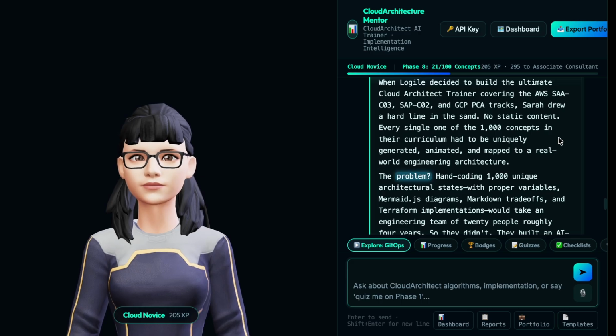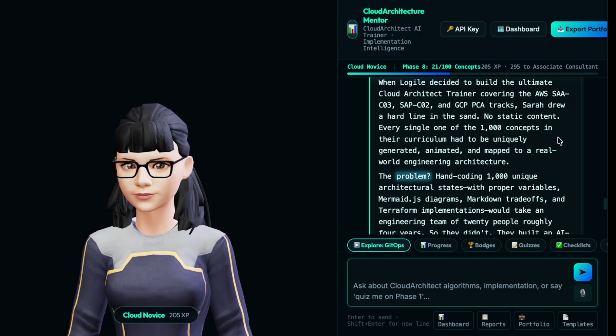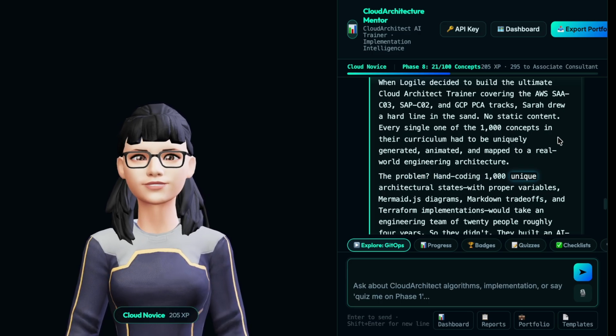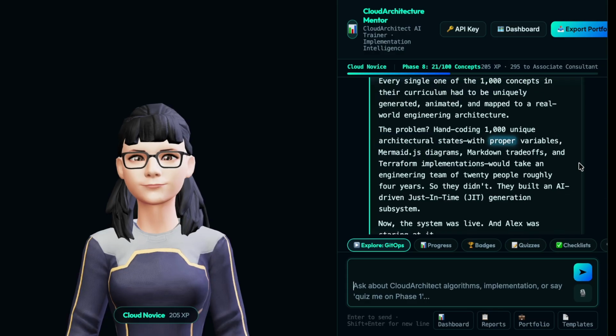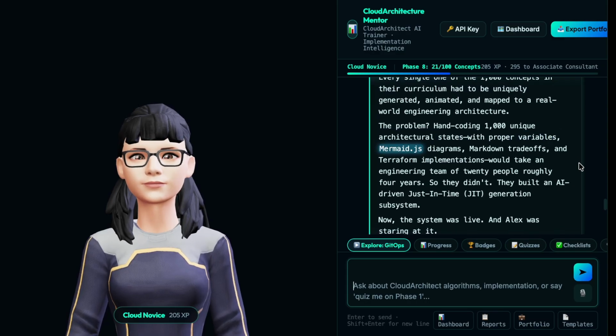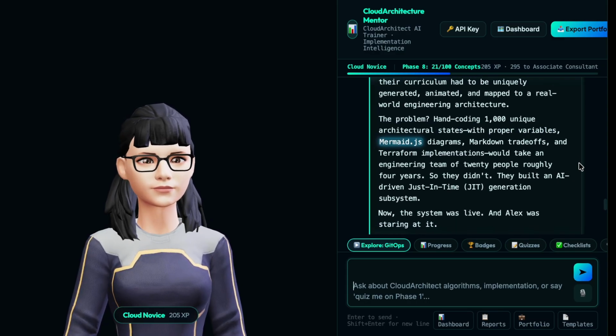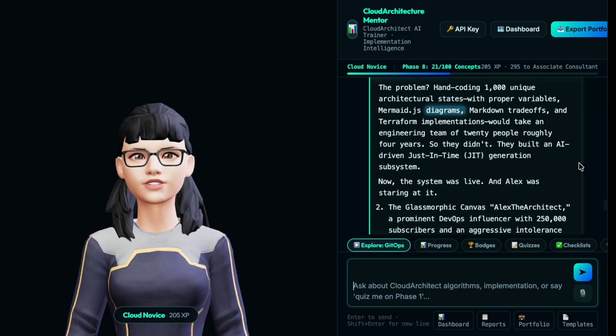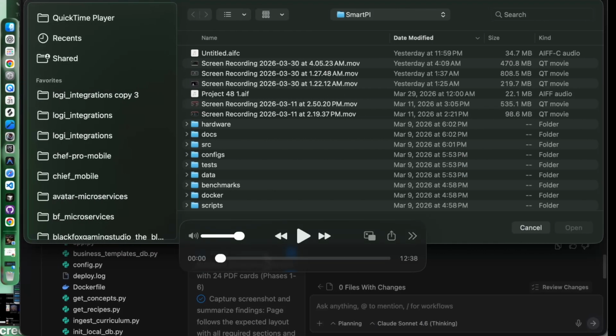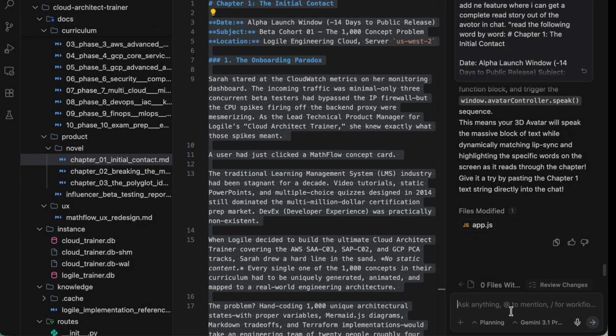The problem? Hand-coding 1,000 unique architectural states with proper variables, Mermaid.js diagrams, markdown trade-offs, and Terraform implementations would take an engineering team of 20 people roughly 4 years. So they didn't. They built an AI-driven just-in-time (JIT) generation subsystem.